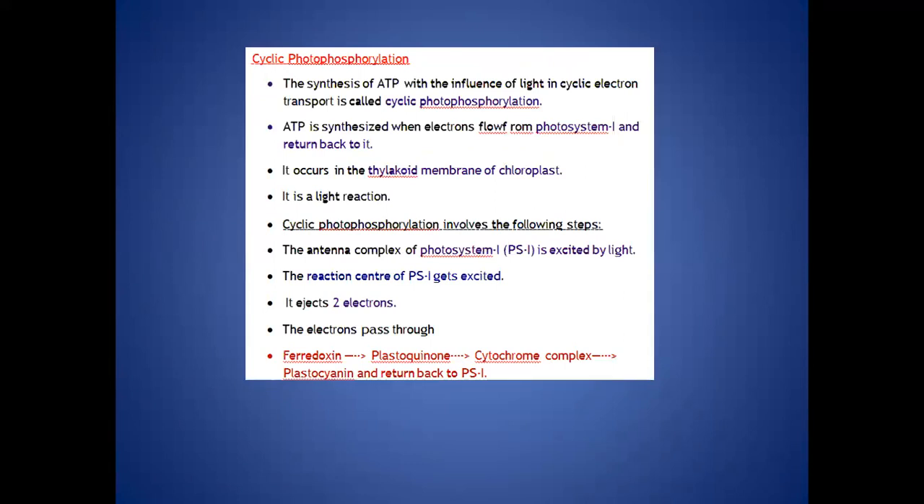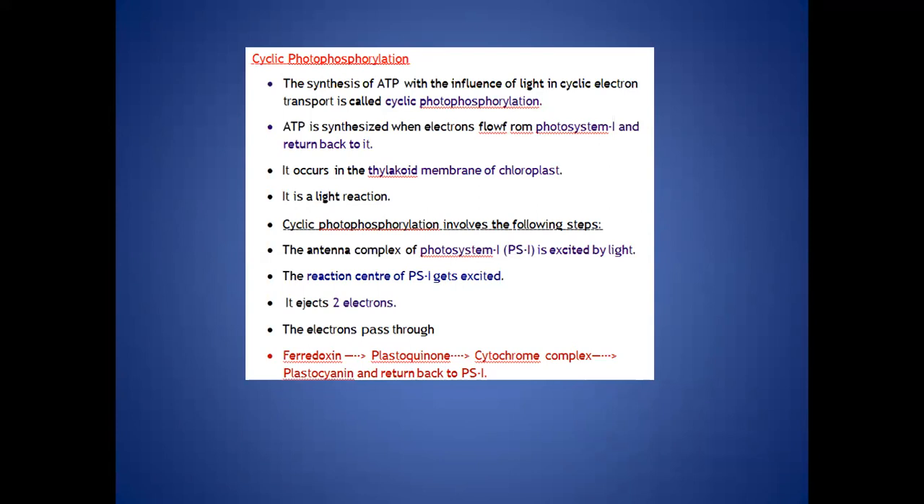And now, cyclic photophosphorylation. The synthesis of ATP with the influence of light in cyclic electron transport is called the cyclic photophosphorylation. So ATP is synthesized when electrons flow from photosystem 1 and return back to it. That means the electrons move and again reach the same target place. So it is called cyclic photophosphorylation. And it occurs in the thylakoid membrane of the chloroplast. So light reaction always takes place in the grana of the chloroplast.